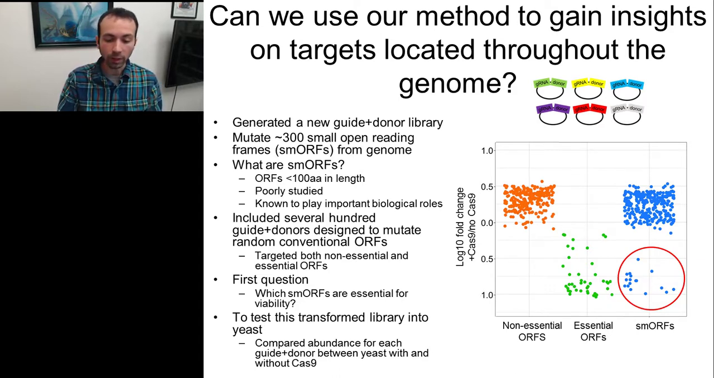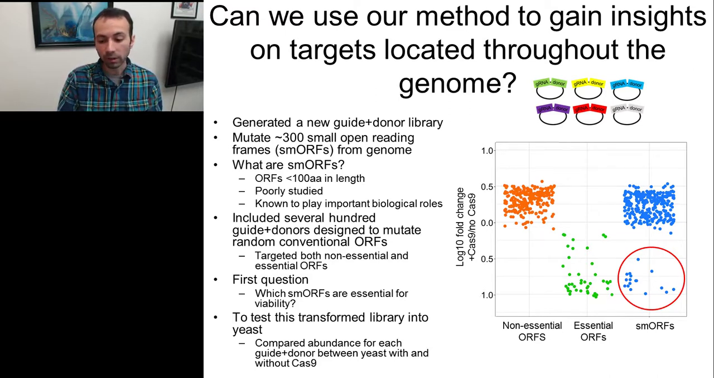What we saw is that when you targeted non-essential ORFs, basically there is no depletion of any given guide plus donor in Cas9 expressing versus non-Cas9 expressing cells. And that makes sense because if you mutate these non-essential open reading frames, the cells don't really mind. And on the flip side, if you target essential ORFs, you see that there's a marked depletion in guide plus donors against those in the Cas9 expressing cells versus the non-Cas9 expressing cells, which is exactly what you'd expect. If you're targeting a gene that's essential for growth, they're not going to grow.